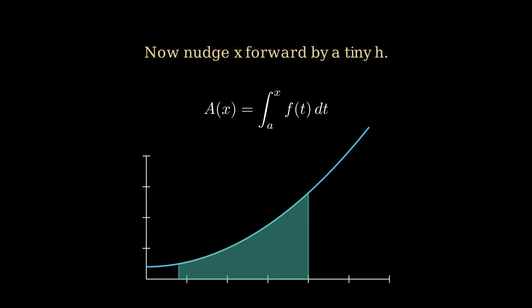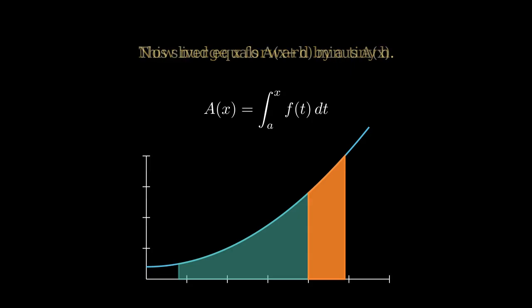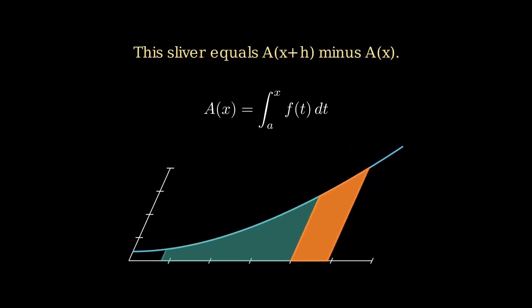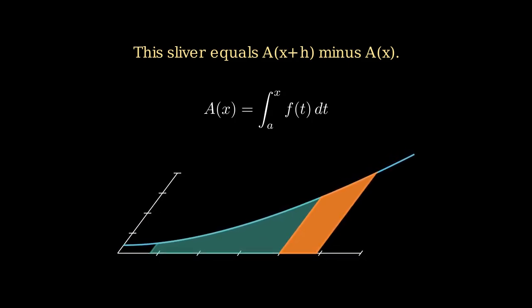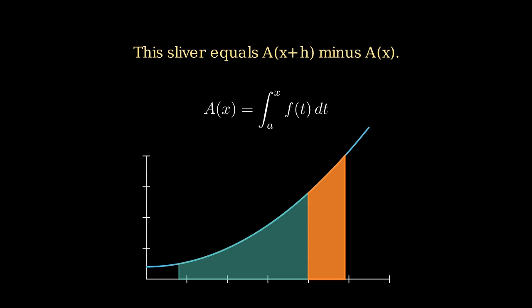Now watch what happens on screen as we nudge x forward by a tiny amount, h. The new area, A of x plus h, minus the old area, A of x, is just the thin sliver of region between x and x plus h. We'll look at this sliver both flat on the page and tilted into a three-dimensional view, so you can see it's genuinely a thin vertical strip under the curve.